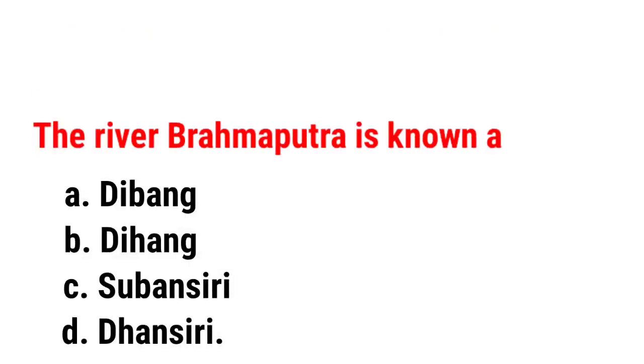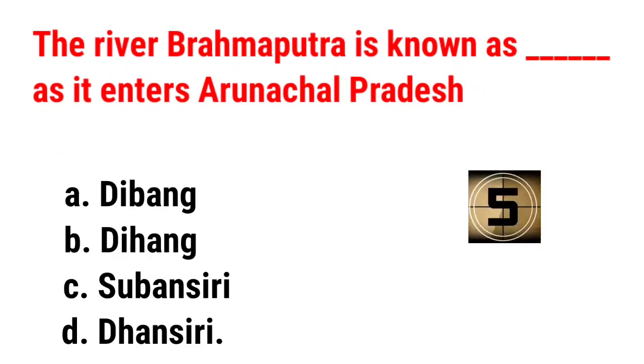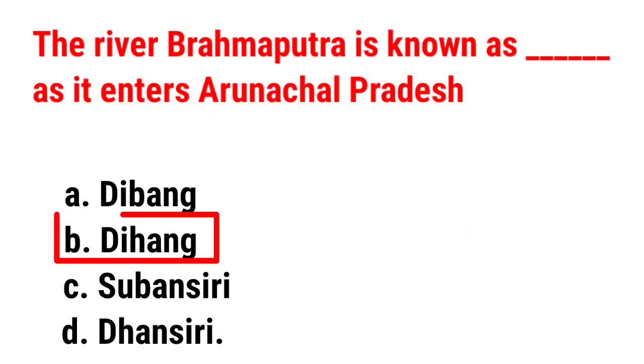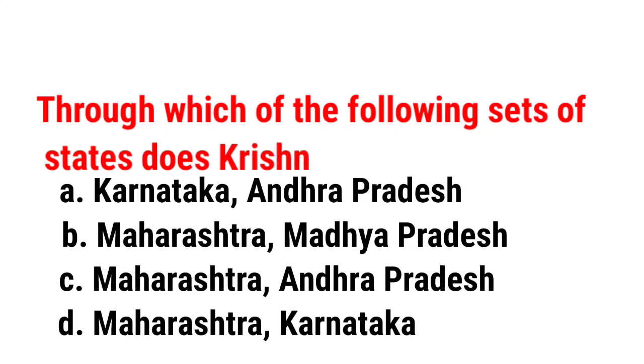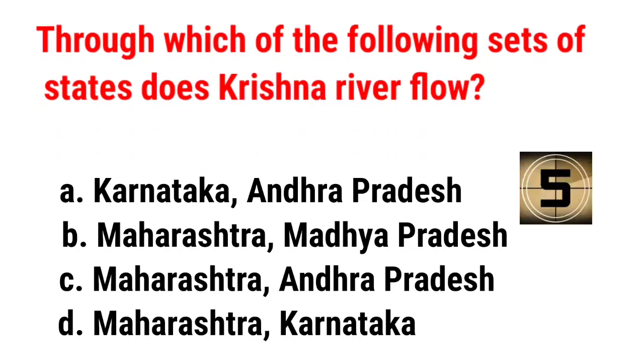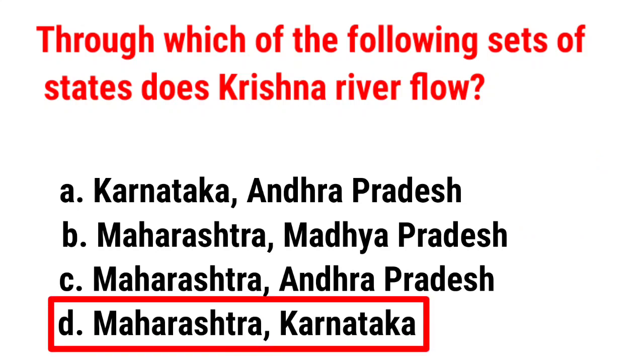The river Brahmaputra is known as what as it enters Arunachal Pradesh? Correct answer is Dihang. Through which of the following sets of states does Krishna river flow? Correct answer is Maharashtra and Karnataka.